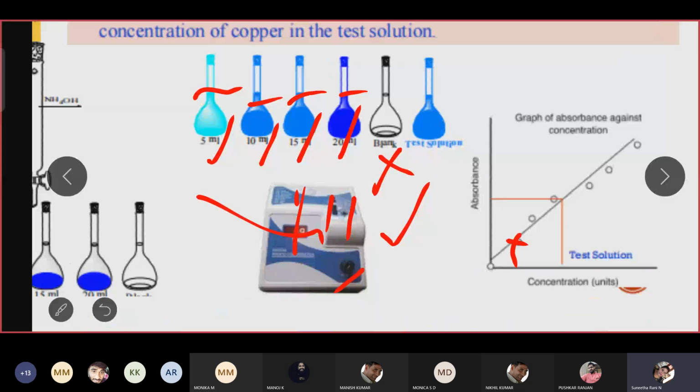Similarly, for 10 ml you will get a point here, for 15 ml, 20 ml and 25 ml you will get points, and so on. Join all the points and you get a straight line.